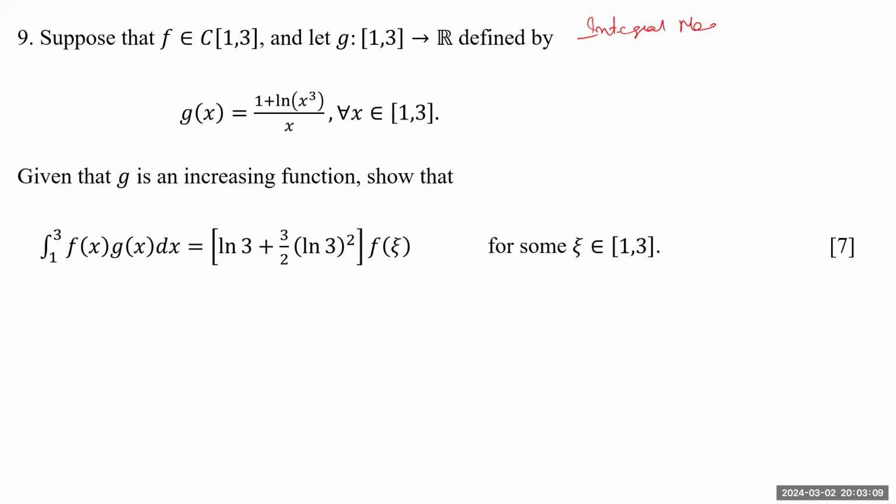Integral mean value theorem. What type of conditions are required? We need two functions. One should be a continuous function, and another one is integrable. And also, when the function is integrable, that function should be non-negative.